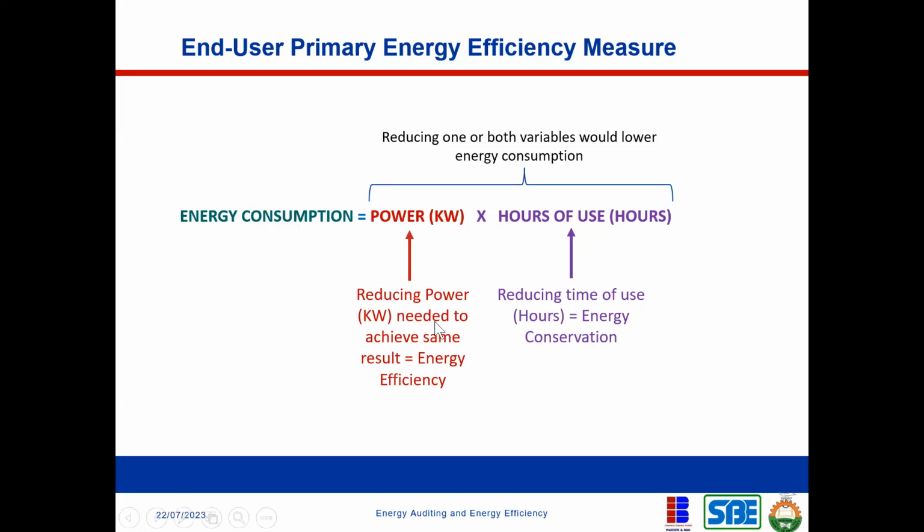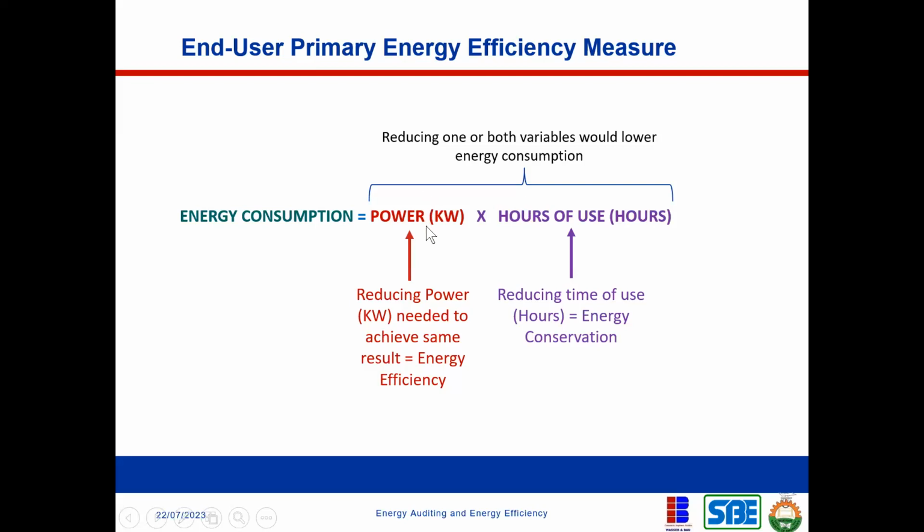So reducing the power needed to achieve the same result is equal to energy efficiency. Now, this is when you're able to reduce the power. A typical example is what I said earlier, when you change your incandescent light bulb to an LED bulb, okay, you have reduced the power, but you may not have reduced the hours of usage, okay?